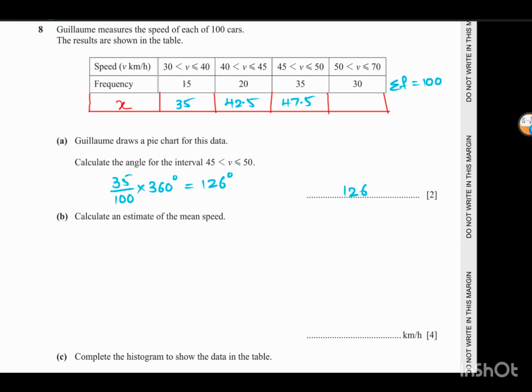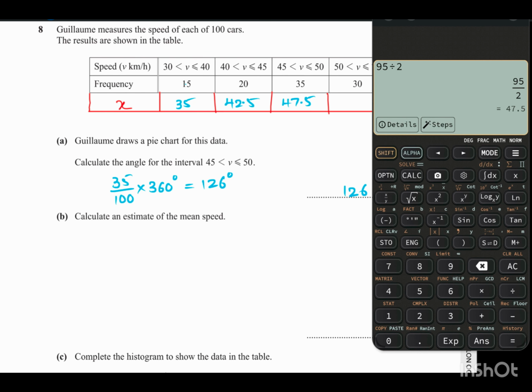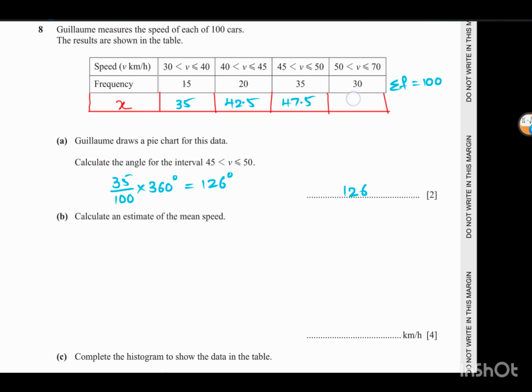Then next is 50 to 70. Sorry, 50 plus 70 is 120. Sorry, we have to add, and 120 divided by 2 will be 60. So 60 will be the x value for the last class.